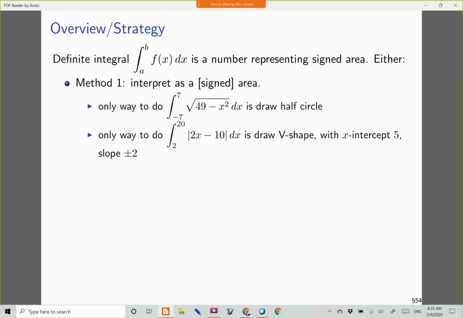And in fact, there are certain problems where the function f of x looks like this: root of 49 minus x squared. The only way to interpret that is as an area, to draw a half circle. If your f of x has an absolute value in it, the only way to do it is to draw that absolute value function, which looks like a v. In this case, you need to. I did not put all the details on this slide because I'm trying to do other things here. But this v touches the x-axis right at x equals 5, and then the two sides of the v have slope either plus 2 or minus 2.